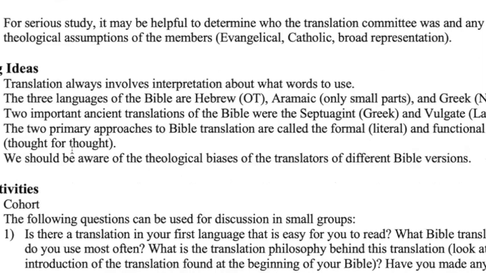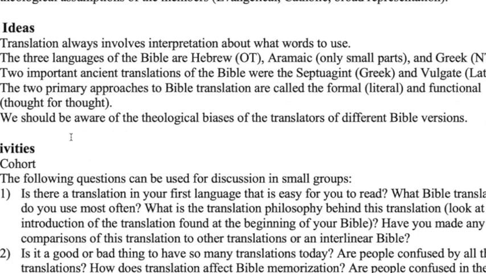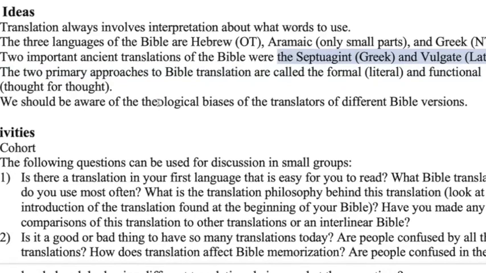The three languages of the Bible are Hebrew in the Old Testament, Aramaic, only a few small parts, and Greek in the New Testament. Two important ancient translations of the Bible were the Septuagint, Greek, and the Vulgate, Latin. Those were very influential in the early church and throughout time. Two primary approaches to Bible translation are called the formal or literal and the functional, thought for thought. And number 5, we should be aware of the theological biases of the translators of different Bible translations.